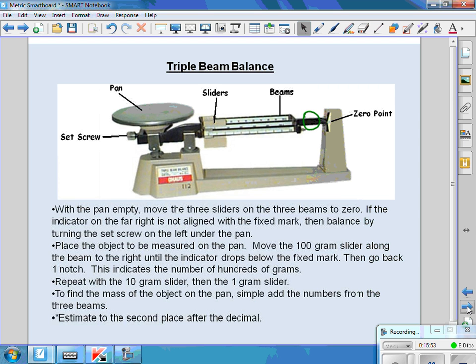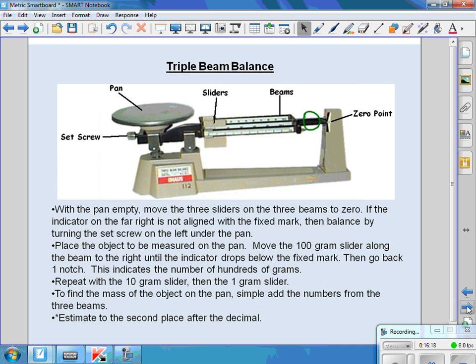Then you move the back slider, which is your tens. You're going to use the same process that you went through for the hundreds. And when you're all done figuring out your tens, then you have the tiny little metal one in the front to use. I think it's easiest to use the tip of your pencil to slide that along. It's a little bit easier than your fingers. And that's going to give you your ones and your decimal place.